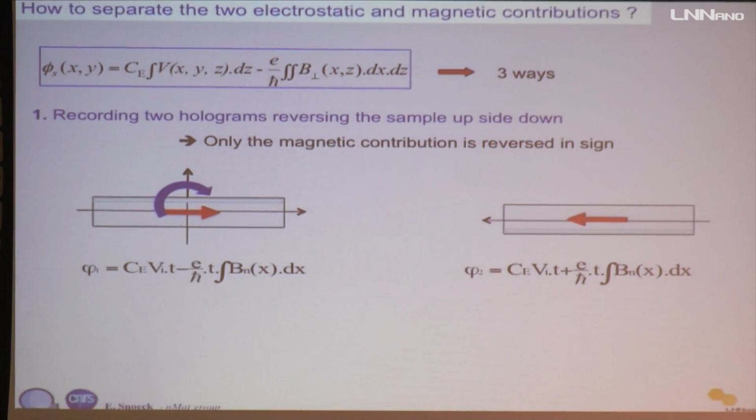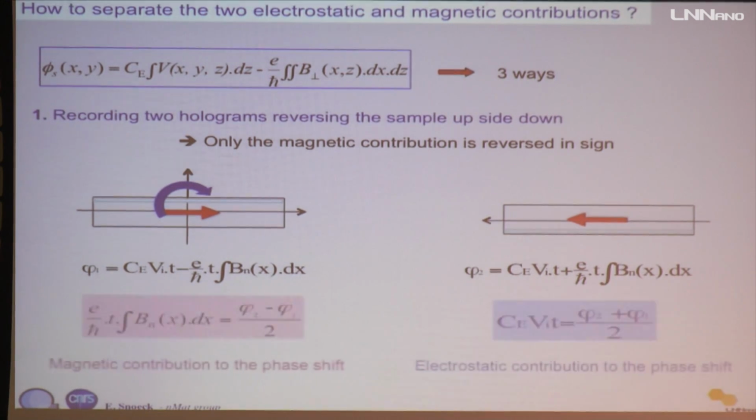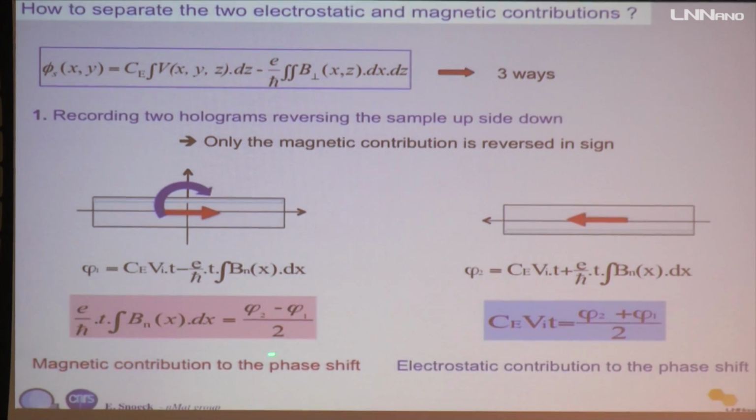So thanks to these two holograms, you can combine them, making the half sum and the half subtraction, and you extract only the magnetic contribution and only the electrostatic contribution. This is the best way, the usual way we work to separate these.